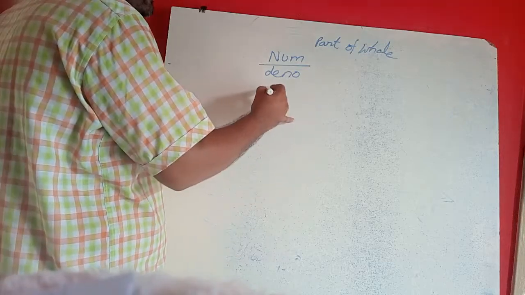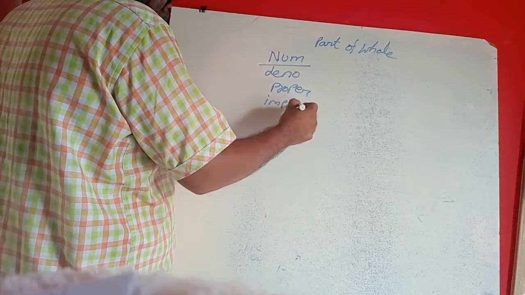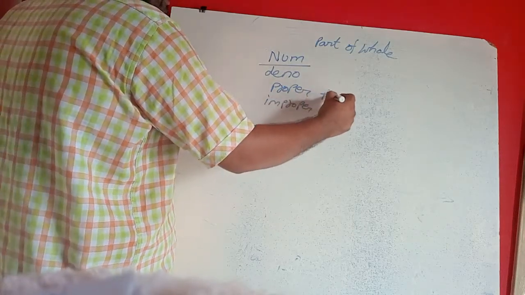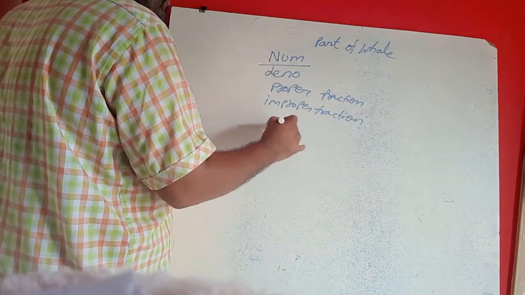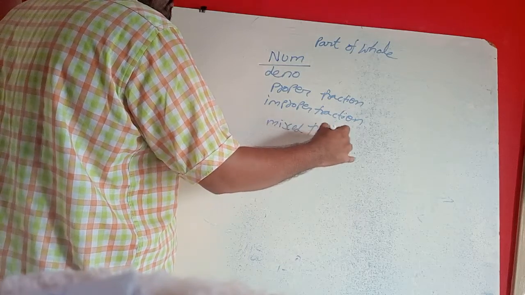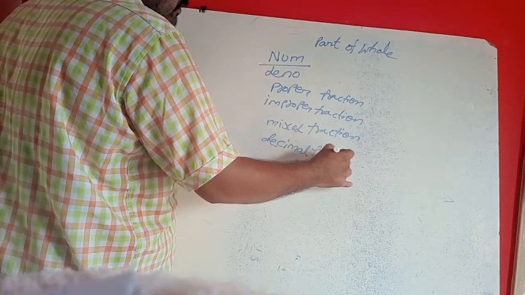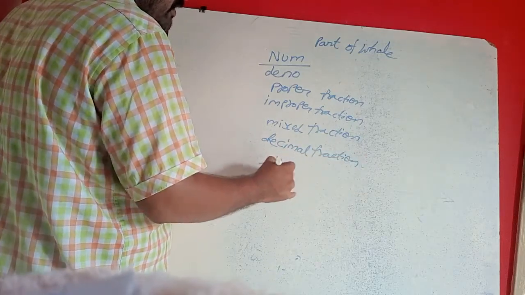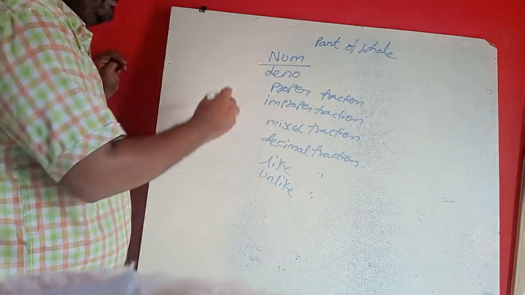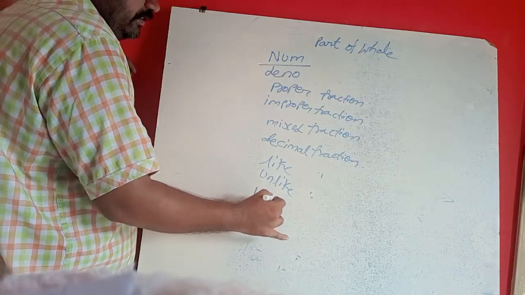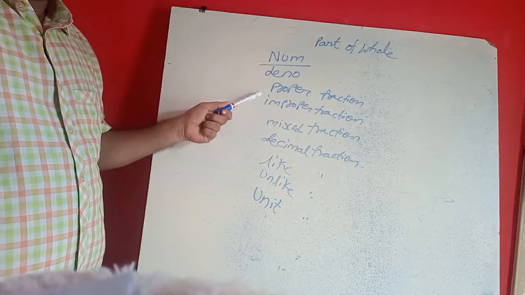There are different types of fractions. First one is proper, improper, mixed fraction, decimal, like, unlike, unit fraction. Proper fraction: what is called a proper fraction?